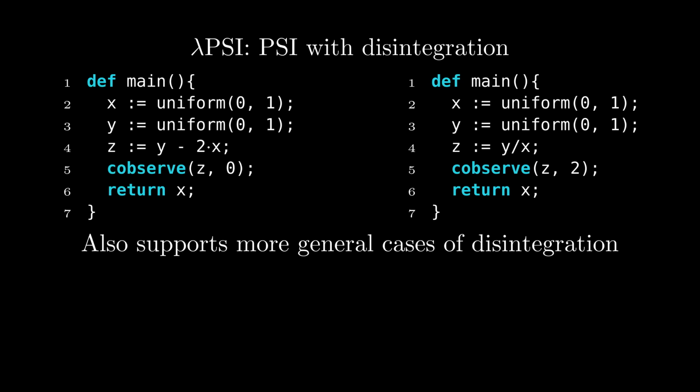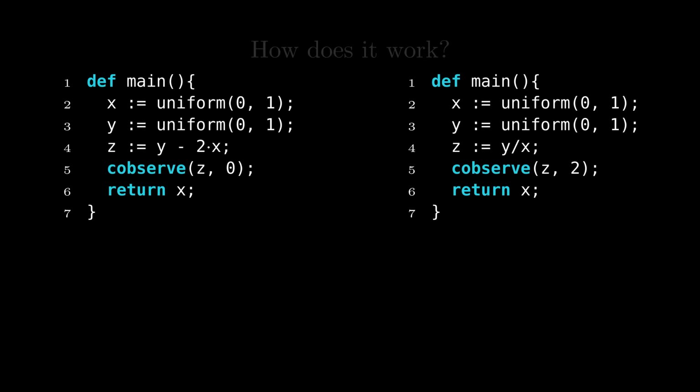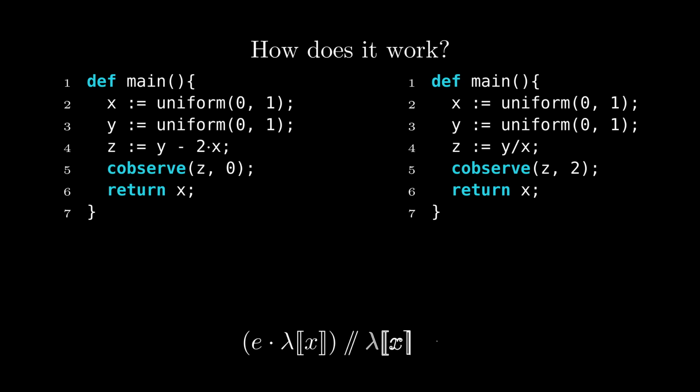The only system of which we are aware that can handle this is Hakaru. However, in contrast to λPSI, in Hakaru, this kind of observation cannot be represented as a term. Rather, it is implemented as a transformation of Hakaru terms. How does this work? Use the following rule. Here, the double slash stands for disintegration, which is a generalization of division to measures. Essentially, this allows us to get an expression for the density of x.